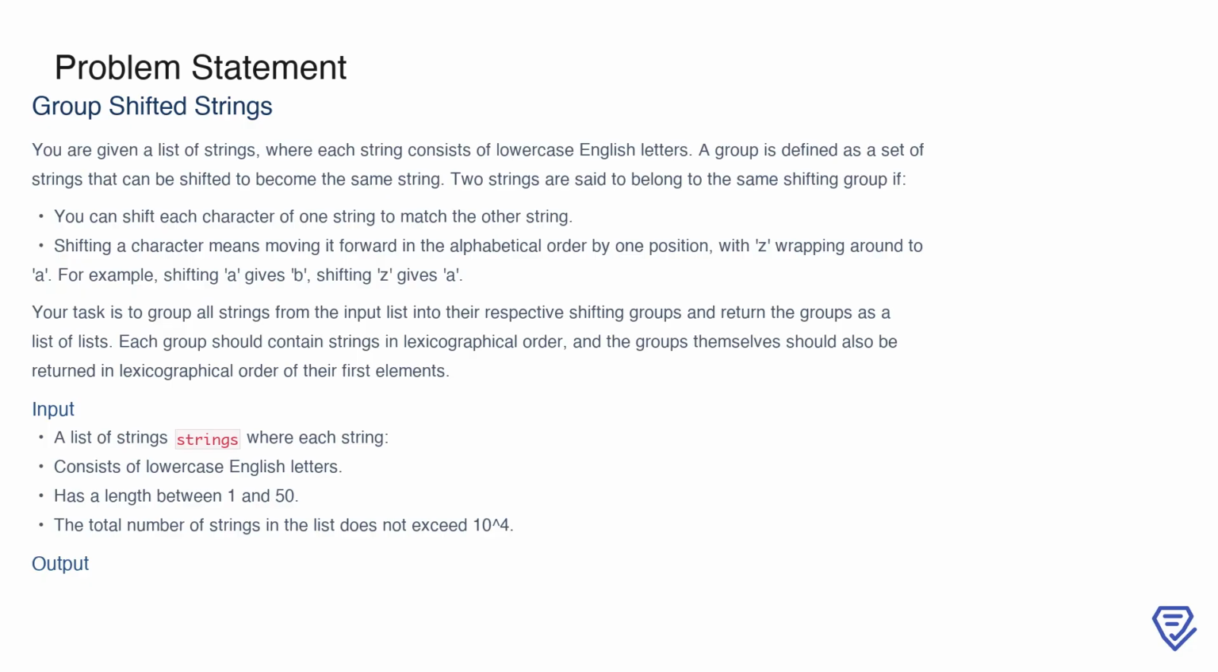Your task is to group all strings that belong to the same shifting pattern and return these groups as a list of lists. Each group of strings must be sorted lexicographically, and the groups themselves should also be ordered by their first string in lexicographical order. The input list can contain up to 10,000 strings, each with a length of up to 50 characters.